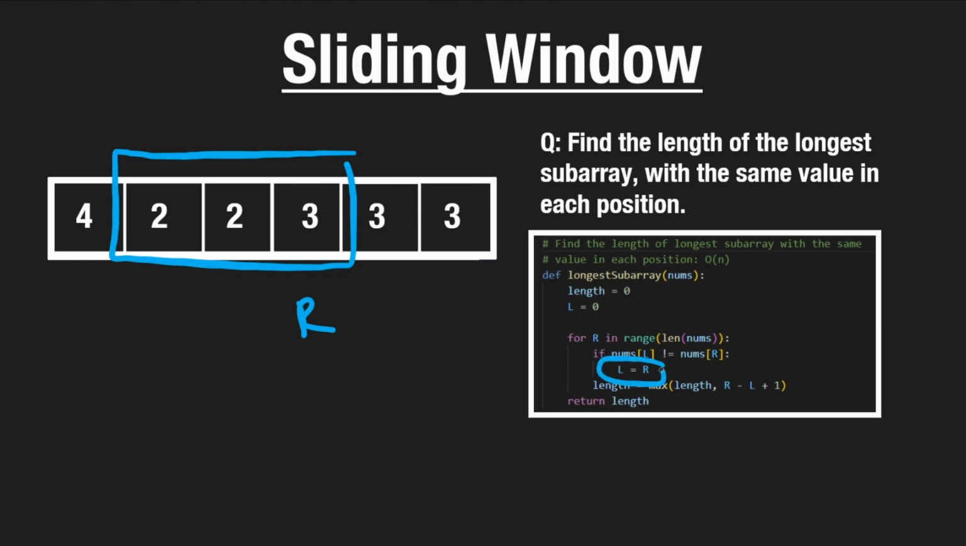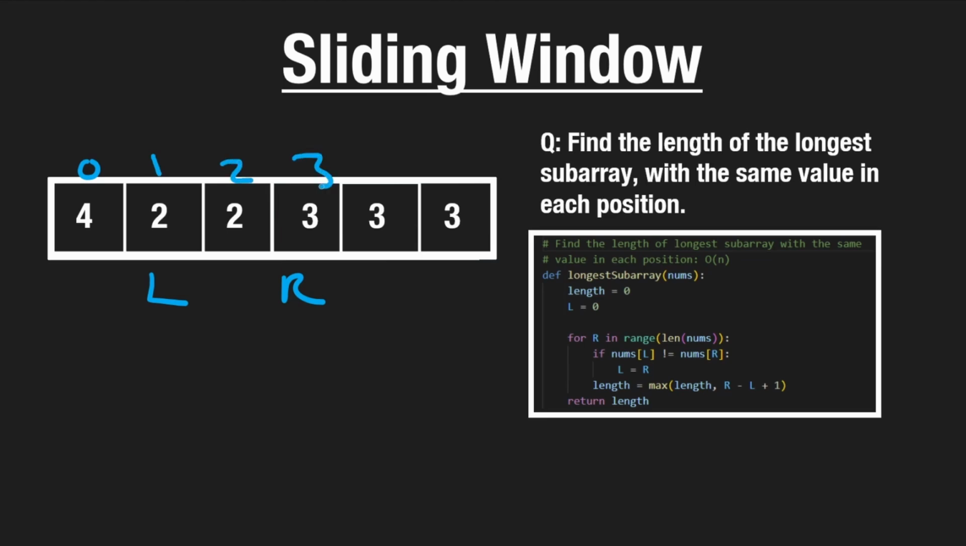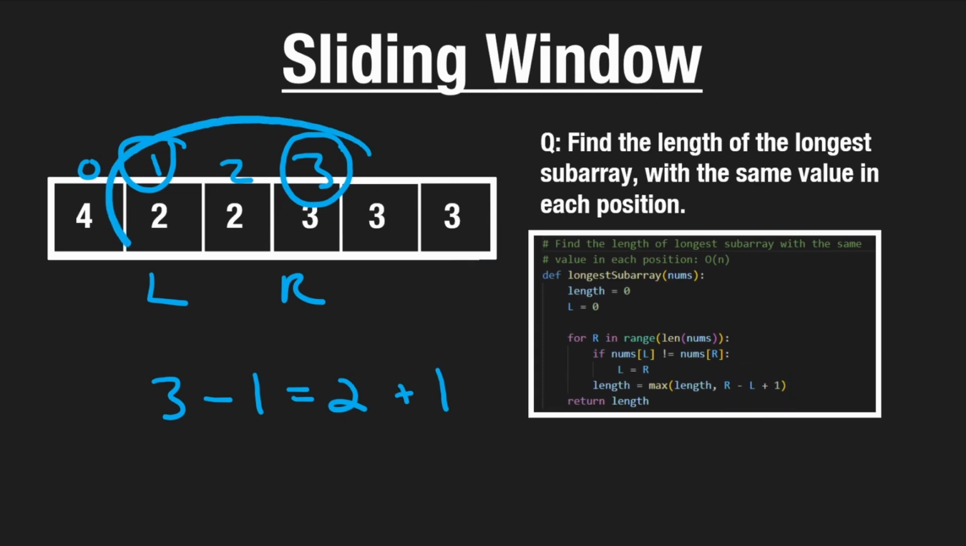But I'll touch on that in the next example. And on every iteration, we calculate the length of the window. So if this was our window over here, we know that this is index 0. This is 1, 2, 3. The size of our window is 3. We can calculate that by taking the right pointer, subtracting the left pointer, which gives us 2, and then we add 1 to it. That's just how we calculate the length of this window.